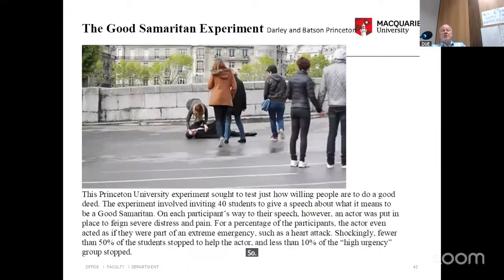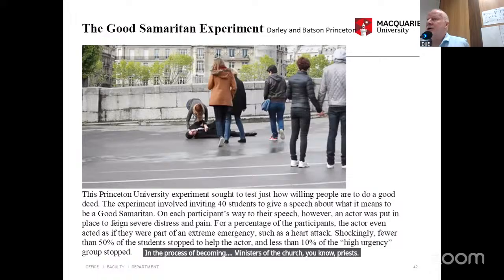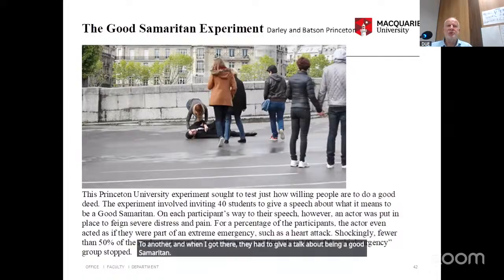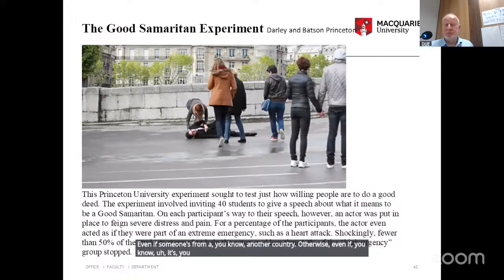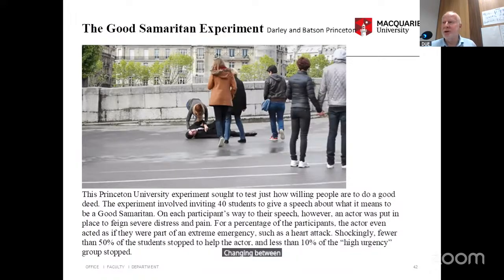In Princeton, the subjects were divinity students. So they were in the process of becoming ministers of the church, priests. They were told, and there were three situations, that they had to walk from one building to another, and when they got there, they had to give a talk about being a good Samaritan. A good Samaritan is someone who stops and helps, even if it's someone from another country, another race, even if there's tension between the countries.